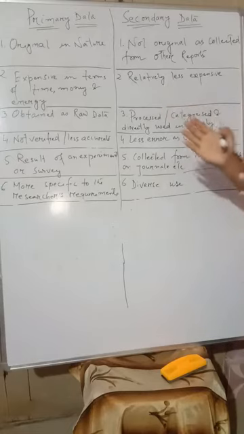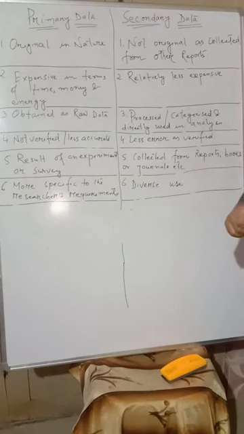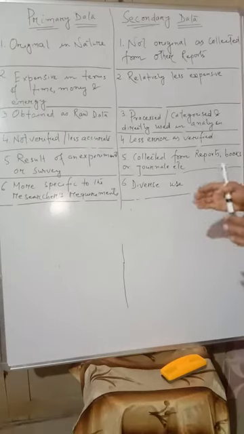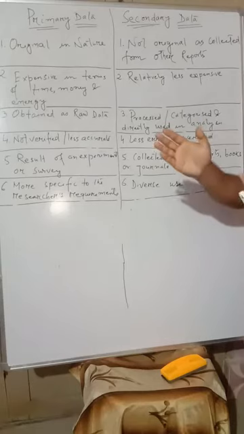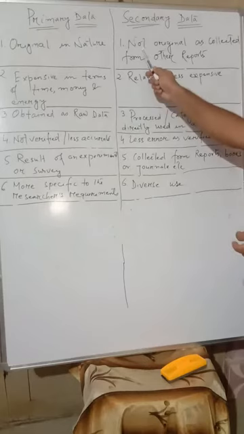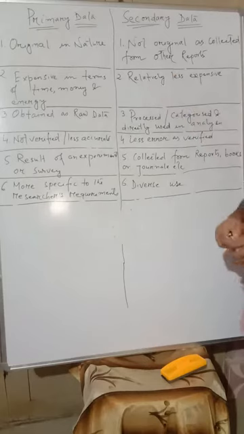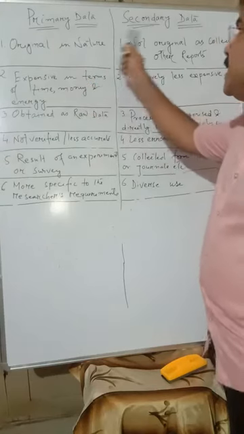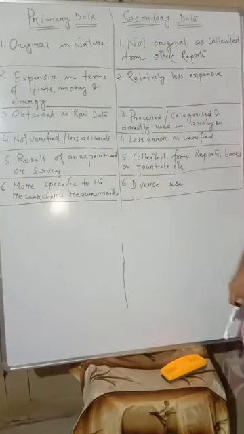So here the purpose is different, and the investigator is not directly going to the field. From other reports, other books or journals, from published or unpublished sources, I as investigator am collecting my information according to my purpose. So in that sense it is not original. So primary data is original in nature and secondary data is not original in nature.